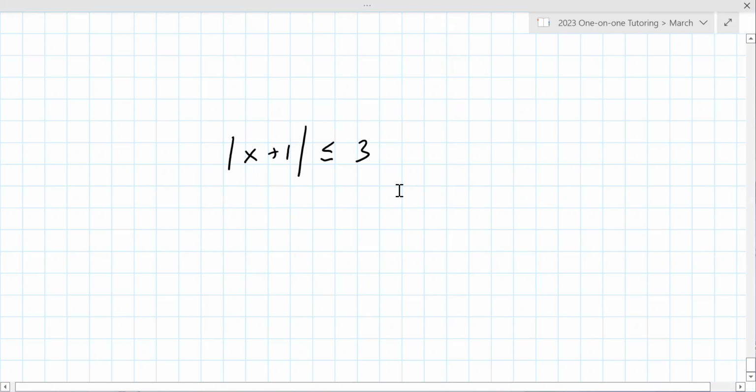Or if you're not sure, that's okay. Well, you have to break it apart. You have to break apart the absolute value.